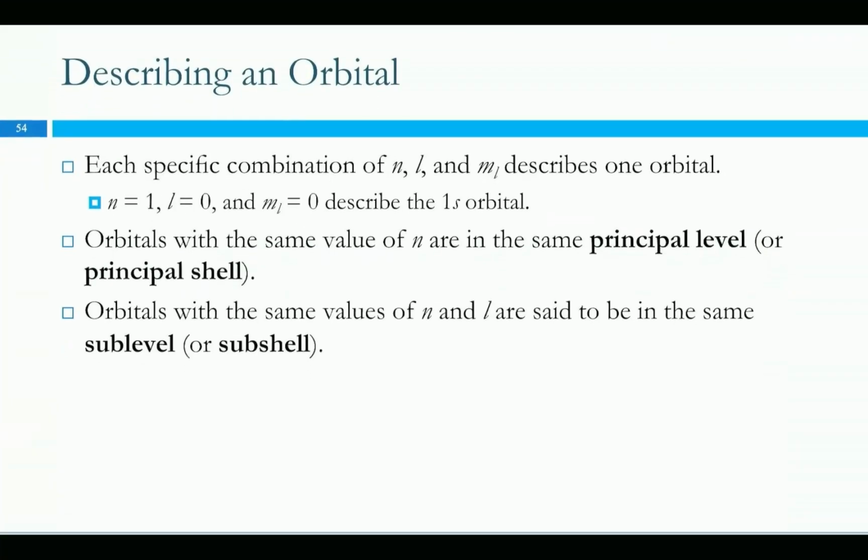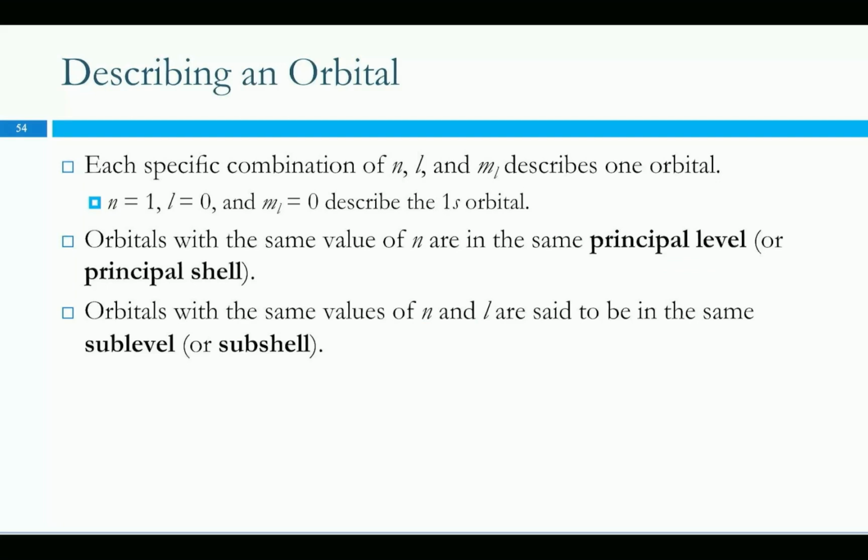Okay, so whenever you're describing any orbital with these quantum numbers, each set of numbers describes a different orbital. So orbitals with the same value of n are at the same principal level or at the same sort of overall energy level. Then orbitals with the same values of n and l are said to be in the same sub-level or subshell.